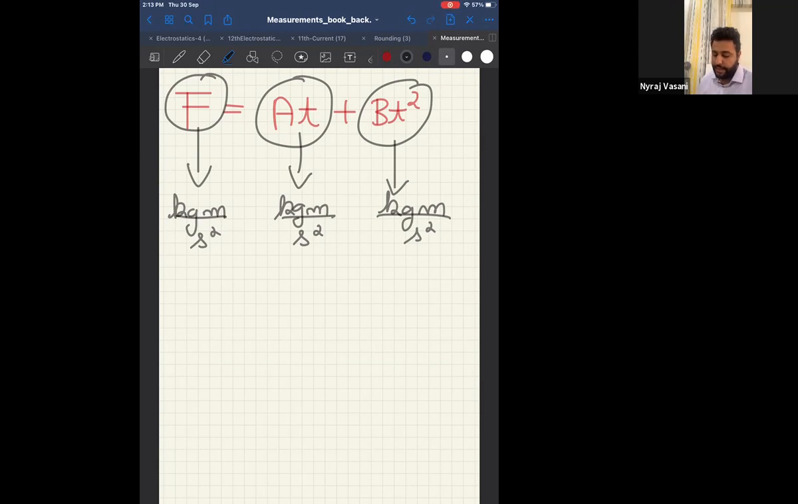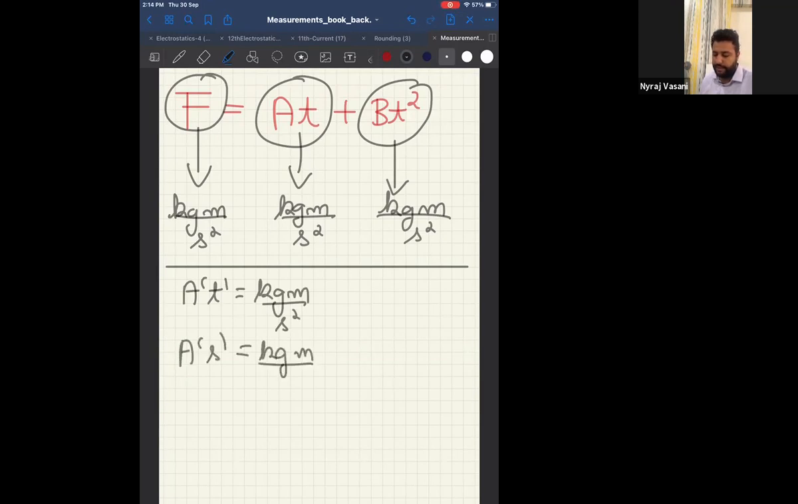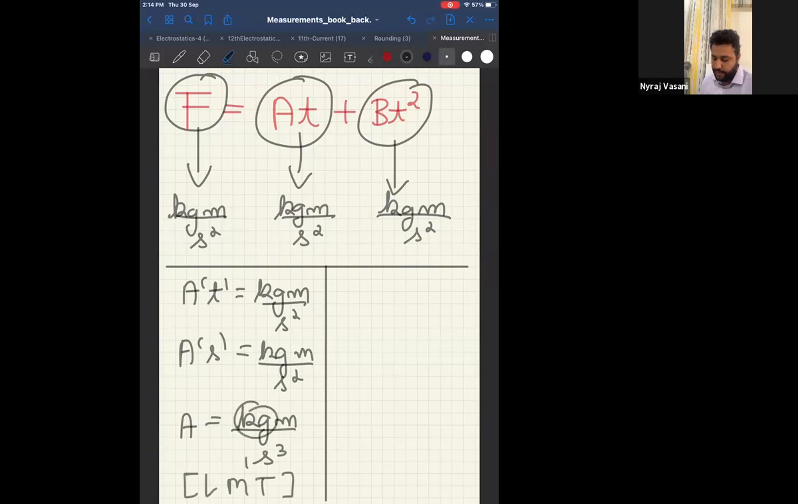Therefore, A into T is kg meter per second square. What is T? Second. Therefore, A into second is kg meter per second square, so A is kg meter per second cube. Therefore, the unit of A is kg meter per second cube. The dimension will be: kg is mass, meter is length, second cube is T power minus 3. Therefore, the dimension of A is L1 M1 T minus 3.